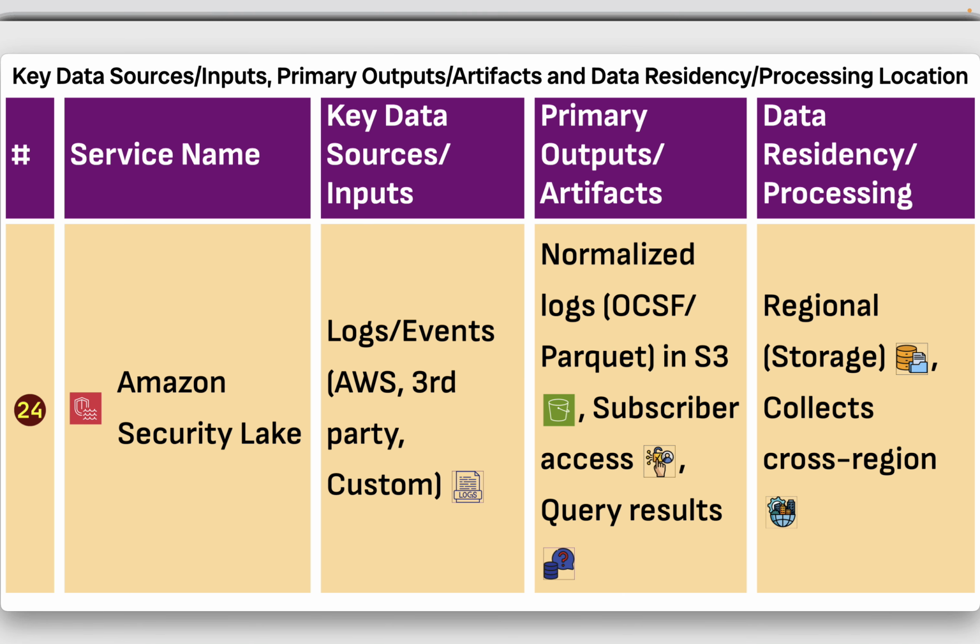Next, we have Amazon Security Lake. Key data sources or inputs are logs/events from AWS or third party or any custom sources also. And what outputs we get are normalized logs, which can be in OCSF or Parquet format, and that will be stored in S3. Then subscriber access and query results. Residency is regional for the storage, and it can collect cross-region AWS account data. And OCSF is Open Cybersecurity Schema Framework.